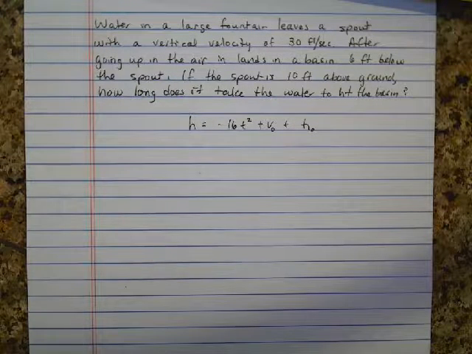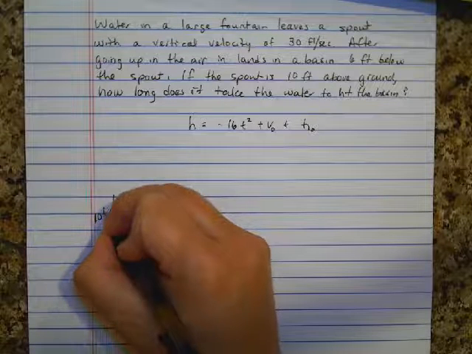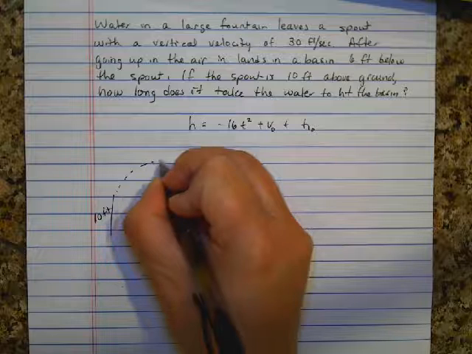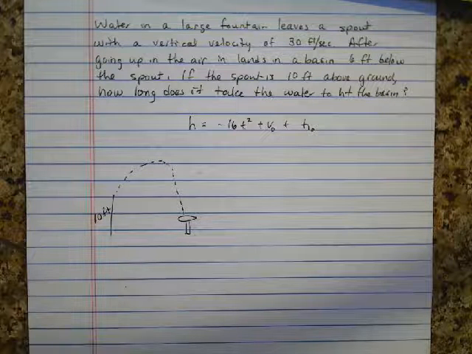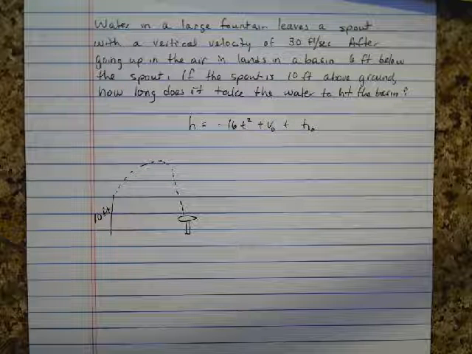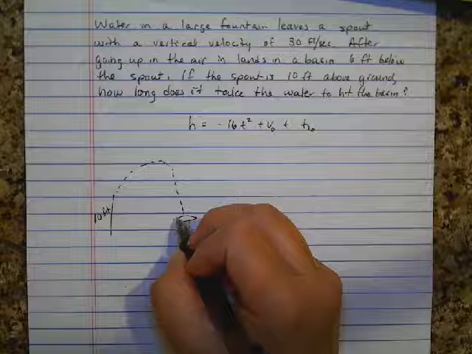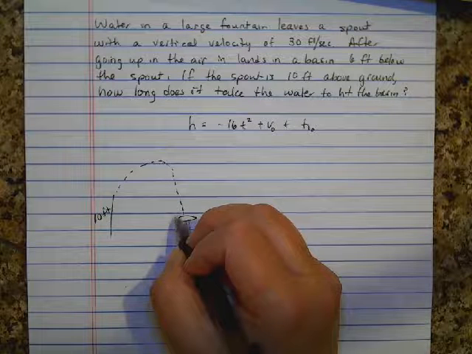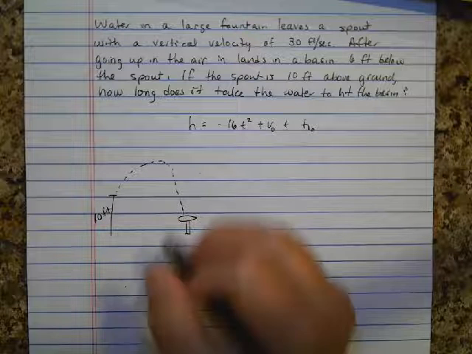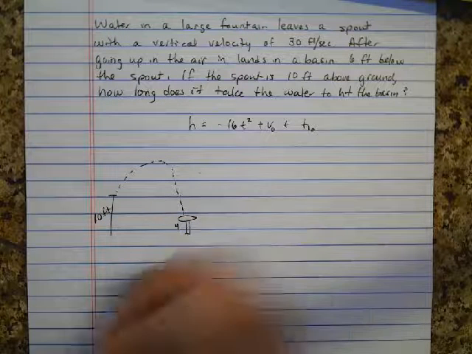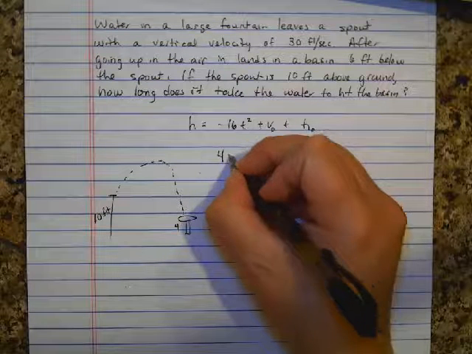If the spout's 10 feet in the air, okay, so we've got a water spout that is 10 feet above the ground. So the water is going to shoot out like this and come down and fall into a basin. The basin is 6 feet below the spout. So if this is 10 feet up, this is 6 feet. We know this basin is 4 feet high. So I know that whenever the water finishes, it's going to land 4 feet above the ground.